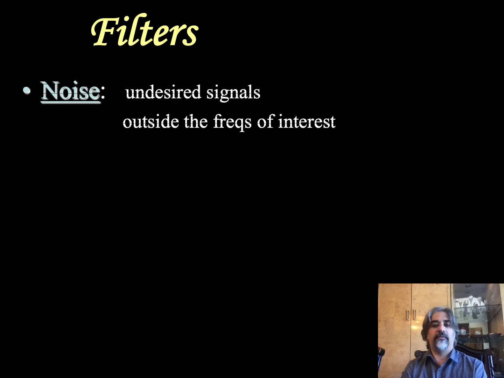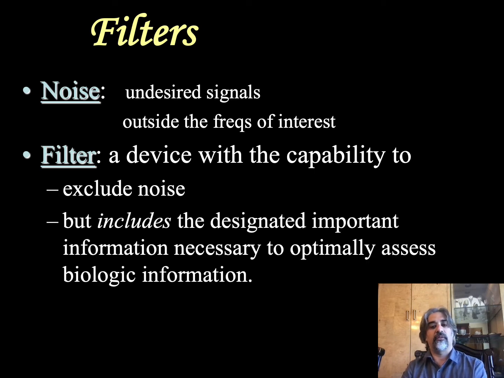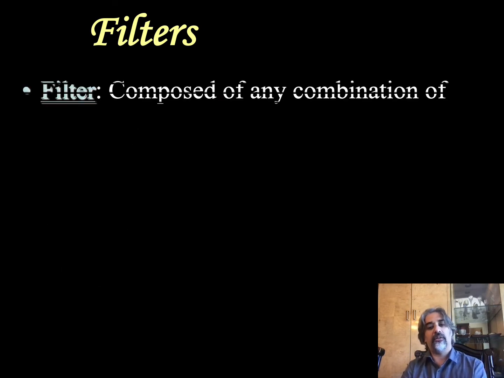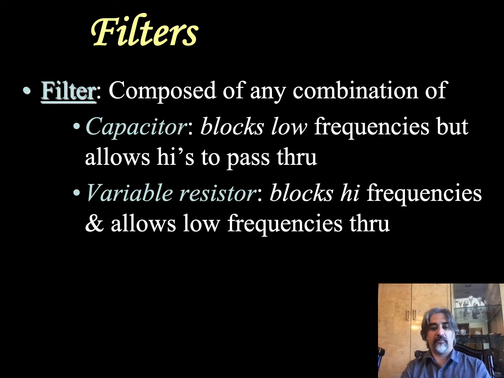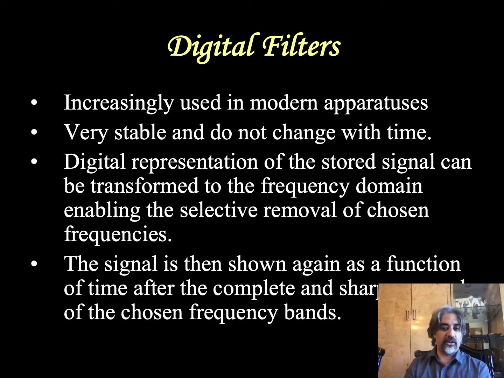So a filter is a device with the capability to exclude undesired signals which are outside the frequencies of interest, and we call that noise, while keeping the designated important information necessary to optimally assess biologic information. A filter has a combination of a resistor and a capacitor, and how they're put together and connected in a circuit determines what will be filtered out and what will pass through. However, nowadays we're using digital filters, so that's all in the computer and you don't need to understand the whole resistor capacitor thing to do EMGs.